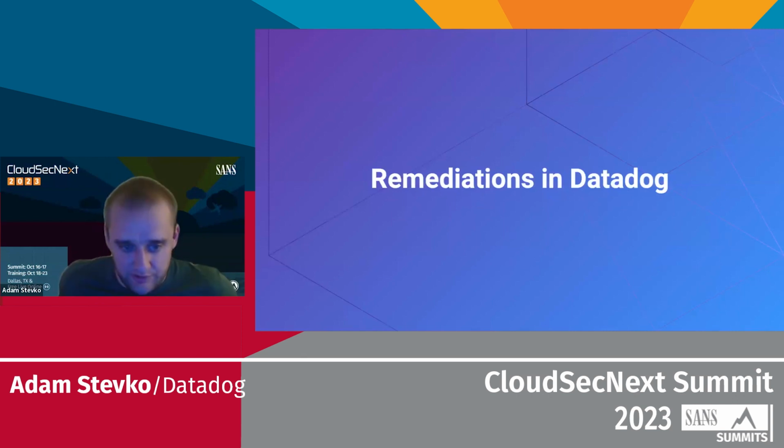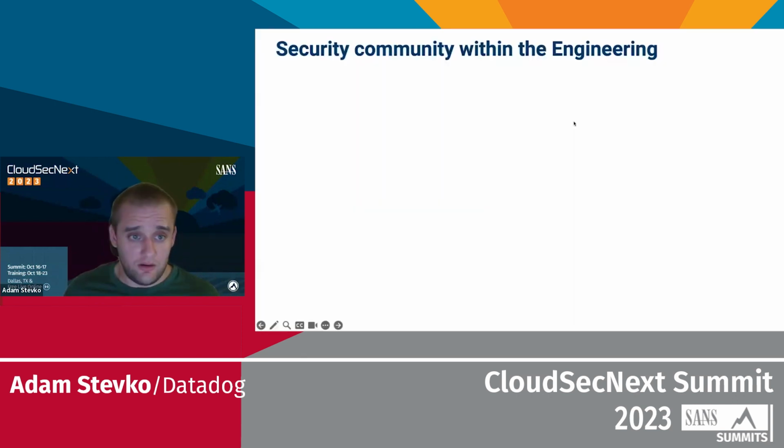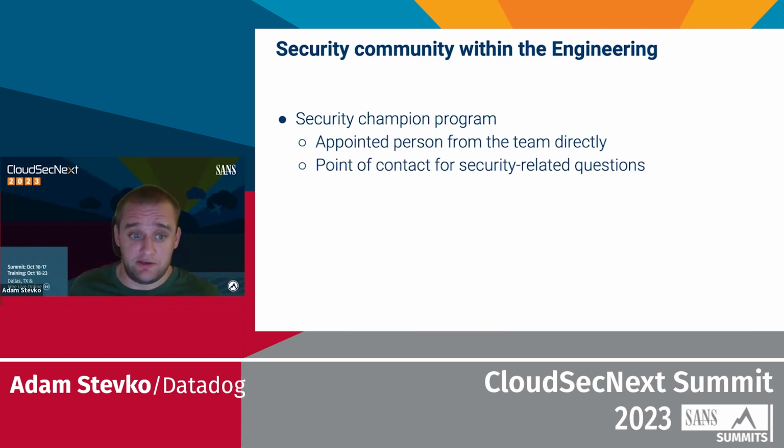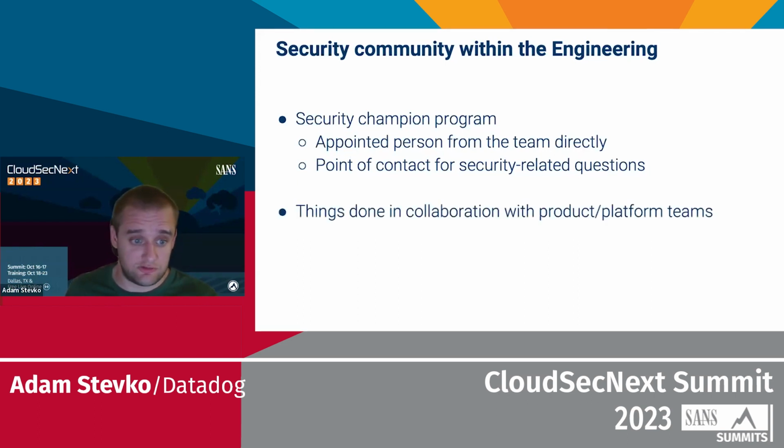So how do we deal with remediations in Datadog? First and foremost, we tackled it in multiple layers. We built a security community within the engineering team. We run our own security champion program where we appoint a person from every team directly. This person is basically a point of contact for any security related question. For example, if we have an incident and we don't know what a service is about or what the contact is, we always reach out to this person, and they are then able to provide us the context.